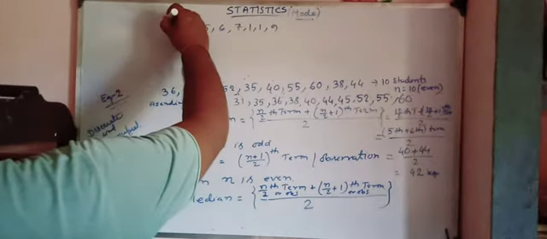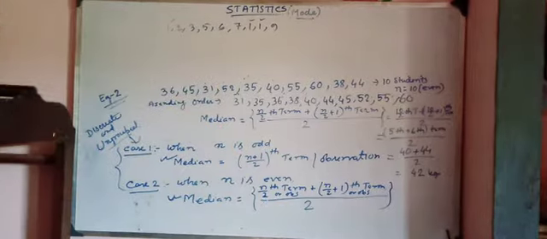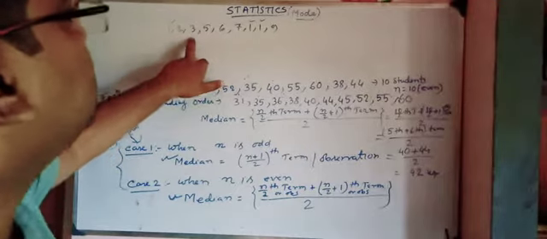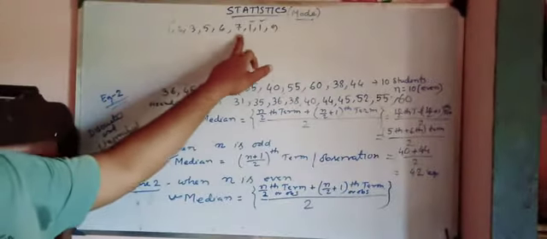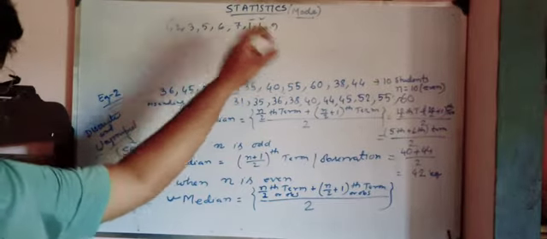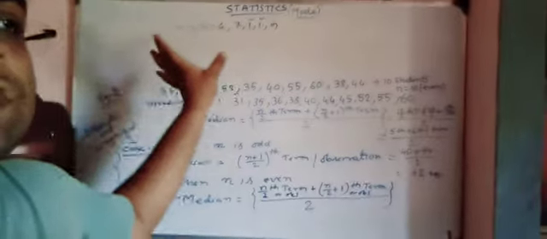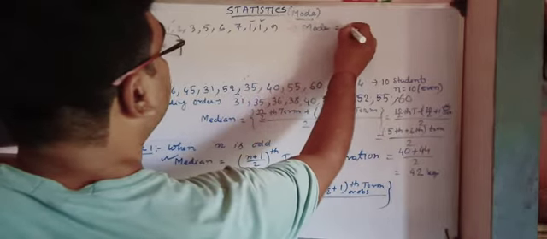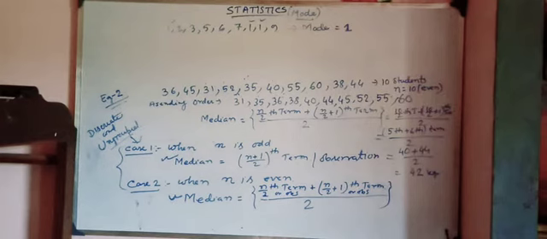From here we are getting that 1 occurs 3 times, 2 occurs 1 time, 3 occurs 1 time, 5 occurs 1 time, 6 occurs one time, 7 occurs one time, and 9 occurs one time. Only 1 is occurring 3 times. So the mode of this distribution is 1. 1 is my required mode. Understood that?